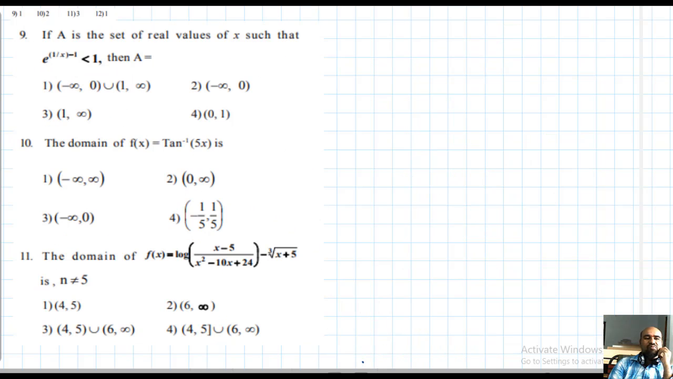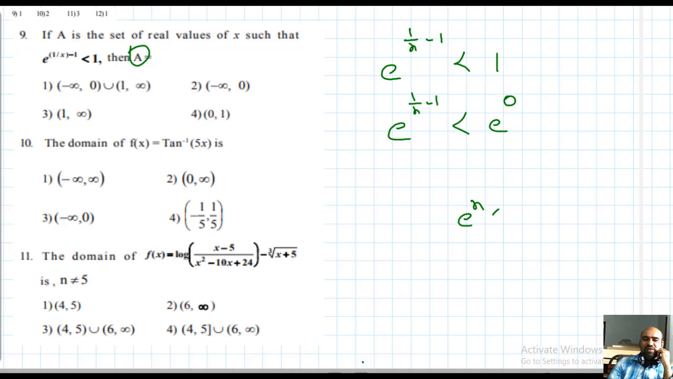Okay, next, ninth problem. A is the set of real values of x such that e power 1 by x minus 1 is less than 1. Then what is A? Means domain. Domain should be found. Easy problem. e power 1 by x minus 1 is less than e power 0, I can write.